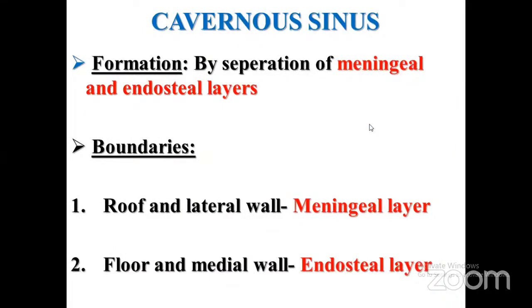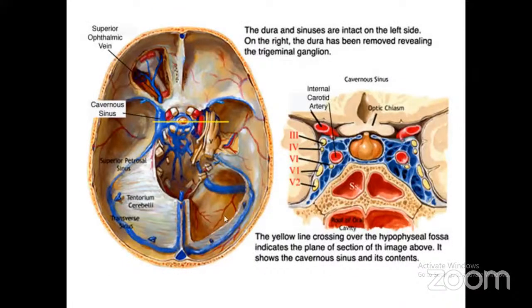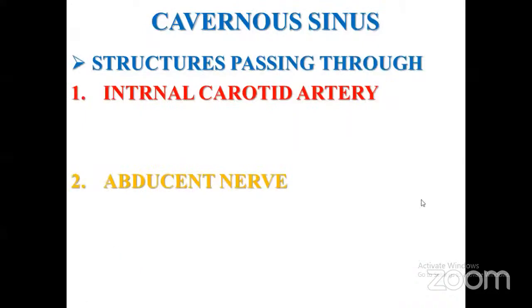Like all the other dural venous sinuses, it is formed by separation of the meningeal and endosteal layer. The roof and lateral wall are formed by the meningeal layer, whereas the floor and medial wall, which is bony, are formed by the endosteal layer. You can see there, the roof and lateral wall is formed by the meningeal layer, whereas the medial wall and the floor is formed by the endosteal layer. Separation of the meningeal and endosteal layers of the dura mater and structures passing through it.